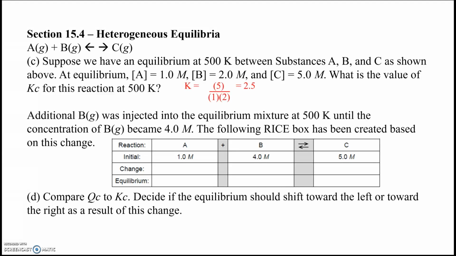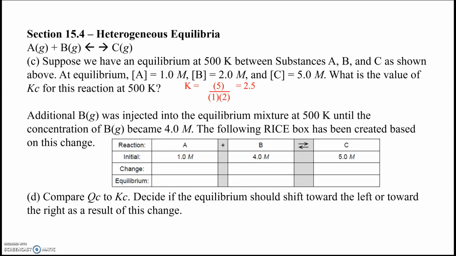Well, we can write our equilibrium expression. We know it's equal to the products raised to their stoichiometric coefficients divided by the reactants raised to their stoichiometric coefficients. In our case, they're all 1, so I would have 5 divided by 1 times 2, or 2.5. Now the problem says that additional B was injected into the equilibrium mixture at 500 K until the concentration of B becomes 4 molar. The following rice box has been created based on this change.